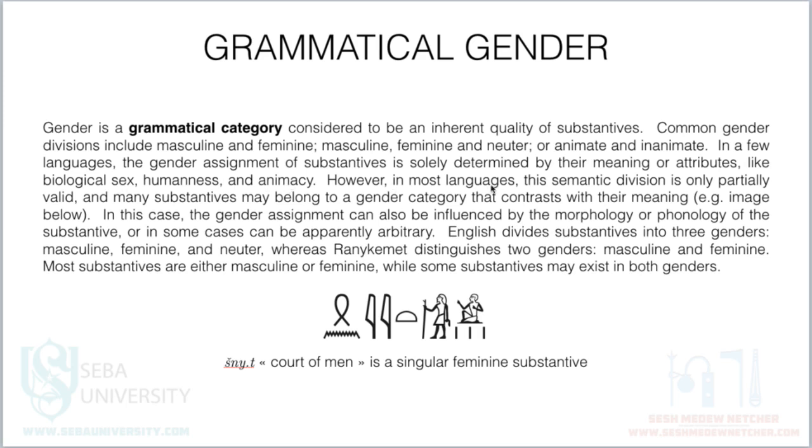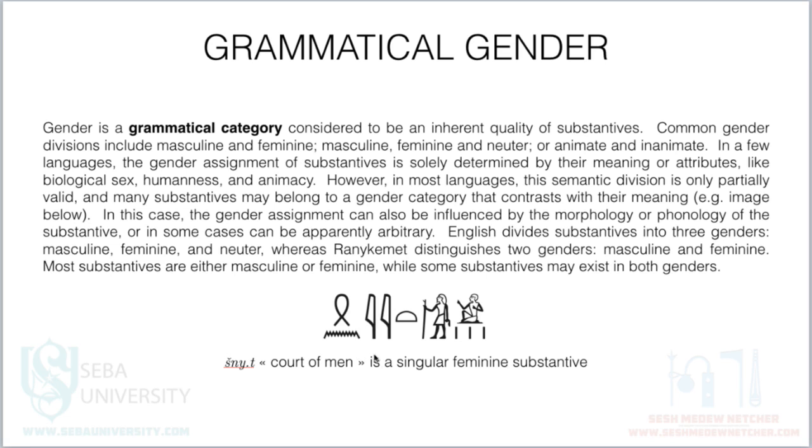However, in most languages, this semantic division is only partially valid, and many substantives may belong to a gender category that contrasts with their meaning. For example, we have the image below. This image below is the word shinit. It is describing a court of men, an entourage of men, usually an entourage of the king, and so on. But this word is a singular feminine substantive or noun, and yet it is a word that refers to a group of men.